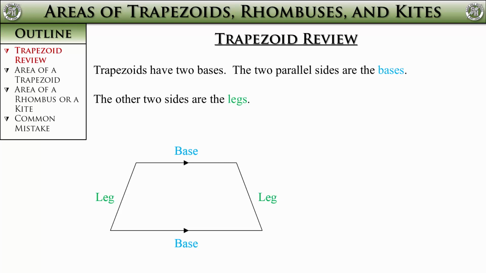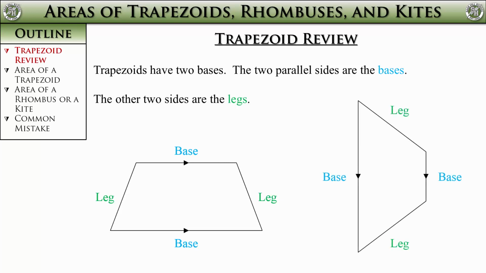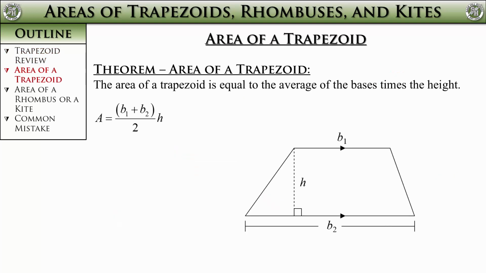Those parallel sides are always the bases. Even if the trapezoid is on its side like this one, the parallel sides are still the bases. The bases don't have to be down or on the bottom. I make a point of this because the formula for the area of a trapezoid uses bases. So you have to be able to identify which two sides of the trapezoid really are the bases.